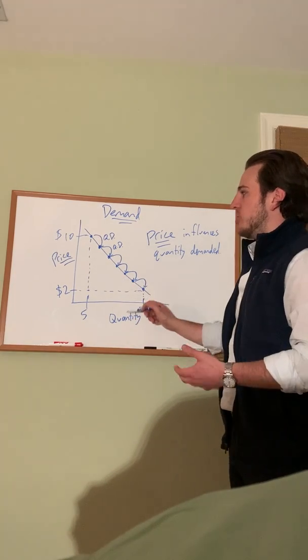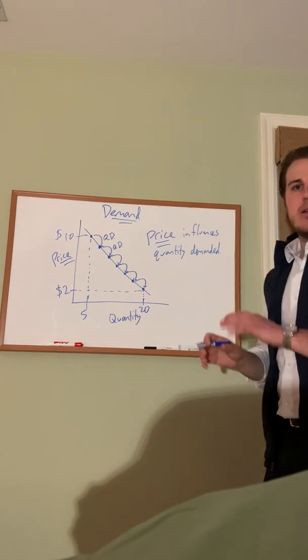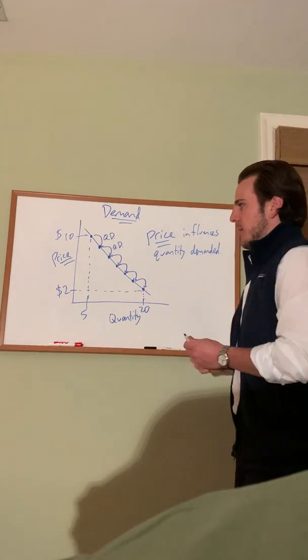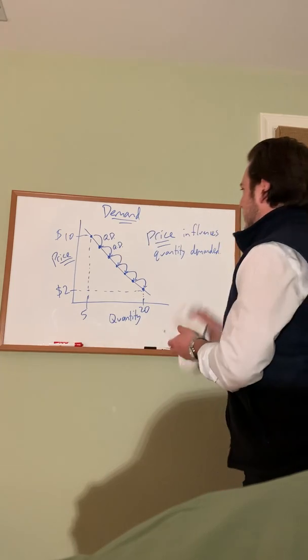Quantity demanded changed in response to price. Price influences quantity demanded. That's it. Nothing else. Price always influences quantity demanded. Okay, so now that we've got that down, let's move to a shift in demand.